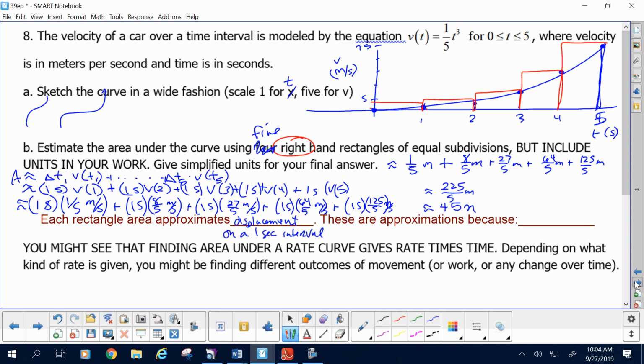Did he really go 1/5 of a meter per second for that whole second? No, you accelerate. It's constantly changing, okay? So these are approximations because the velocity is not the same for the whole second. We're picking a velocity to use for that 1 second interval, but it's really not the same for the whole time. And so because of that, I'm getting an overestimate. I'm using the highest possible velocity in each 1 second interval. All right.